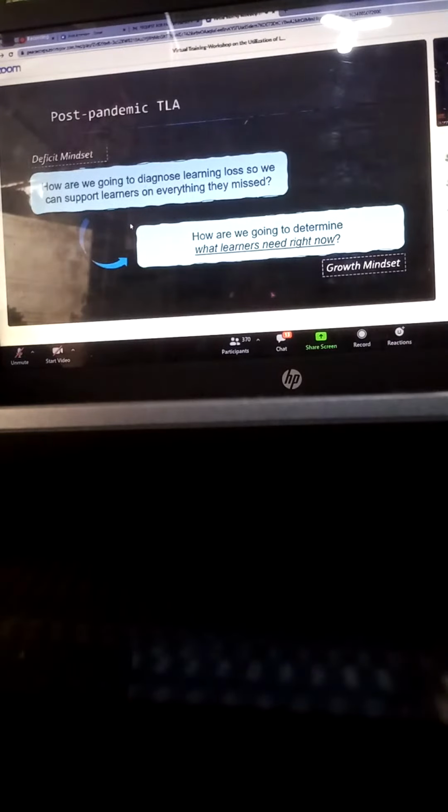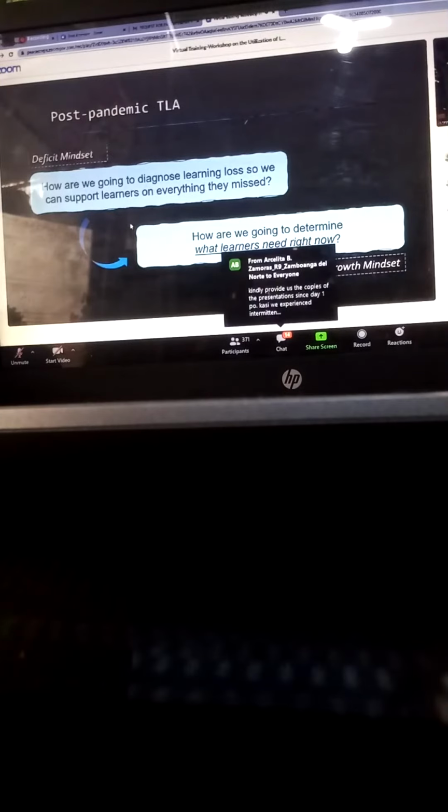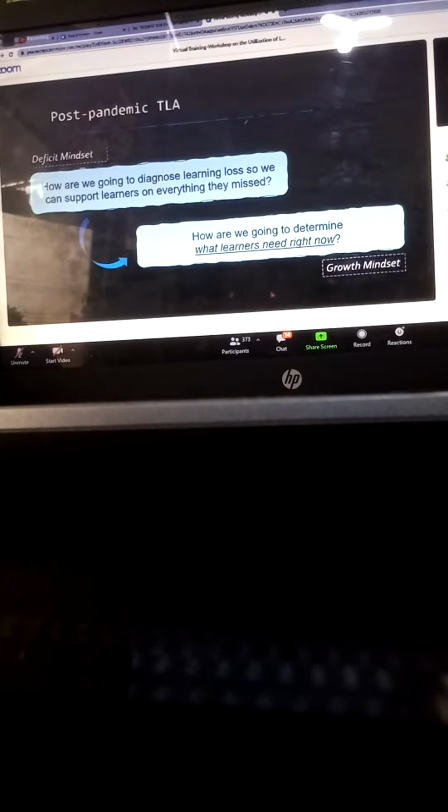Looking at how we can support all the learners in our classroom, looking at how we can determine what learners need right now. So whether the learner is underperforming or met the expectations or overachieving, they all have their specific learning needs that need to be addressed. So we cannot just focus on, again, the deficit, but we have to address all the needs of all the types of students.